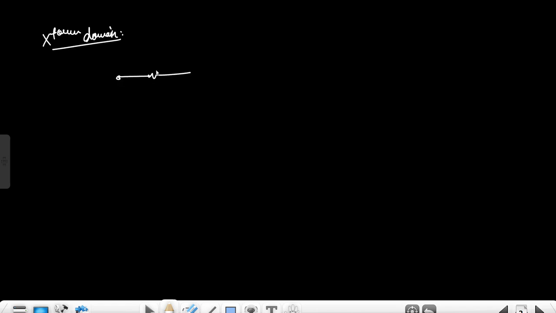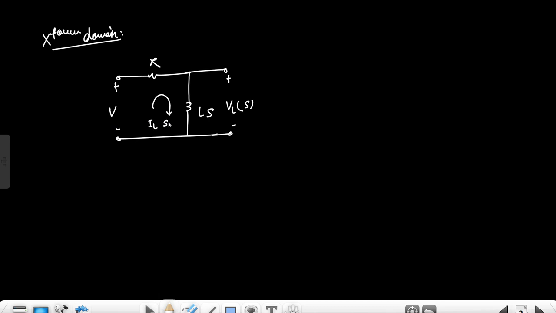So this will be R and this will be Ls, and plus minus VL(s), and this will be V, and the current in the circuit is IL(s), right? So what is this IL(s)? It will be simply V upon R plus Ls, right? So for having the time domain expression, first of all we have to take this L common, right? So it will be s plus R by L.